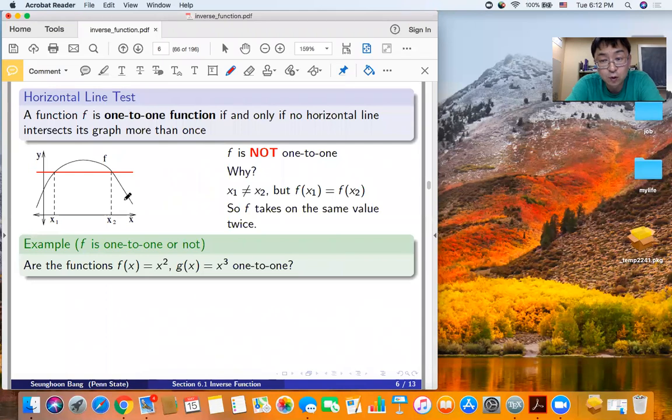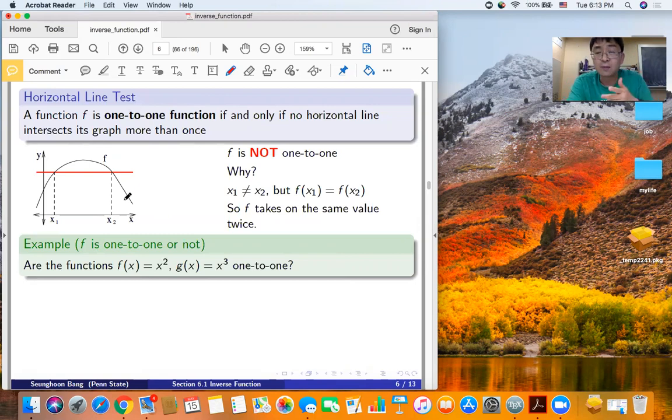We have two examples. f of x equals x squared, and g of x equals x cubed. First, we think about f of x. Is the function f one-to-one or not? What do you think? Is f of x equals x squared one-to-one or not? Okay, I can see your answers. One person says yes, the other says no.